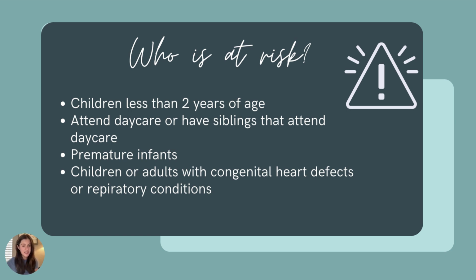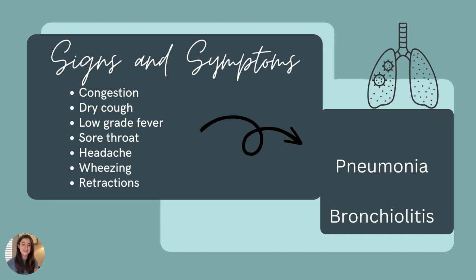Now let's discuss some signs and symptoms we see with RSV. Can you think of any? Yes, so we may note some congestion or dry cough, low-grade fever, sore throat, even a headache. Symptoms typically develop around 4 to 6 days after exposure, and RSV can spread to the lower respiratory tract and even lead to pneumonia and bronchiolitis. What happens with these conditions? Bronchiolitis is when those small airway passages within the lungs get inflamed.